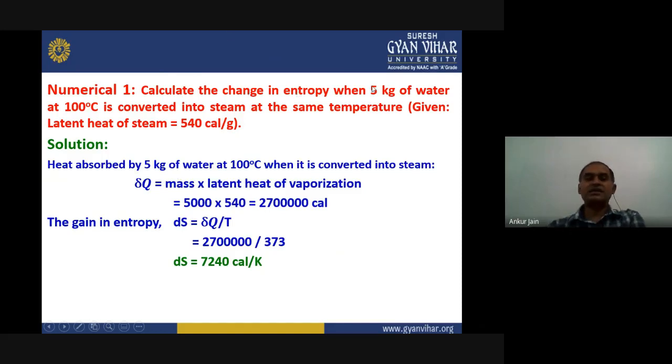So using this value, we can calculate the gain in entropy, because they are asking the change in entropy. We can calculate the gain in entropy as dS equals delta Q upon T, and that is given by 270,000 divided by 373, because the temperature is 100 degrees centigrade. That should be converted into Kelvin scale, which becomes 373, and the final answer for entropy change will be 7,240 calorie per Kelvin. Okay, this is the answer for numerical 1.